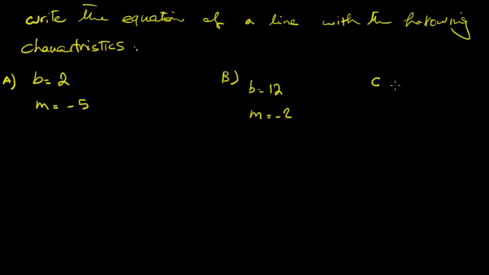And the third line has an intercept of minus 6 and slope of half. So write the equation for lines A, B, and C. This is one, and this is the second example.